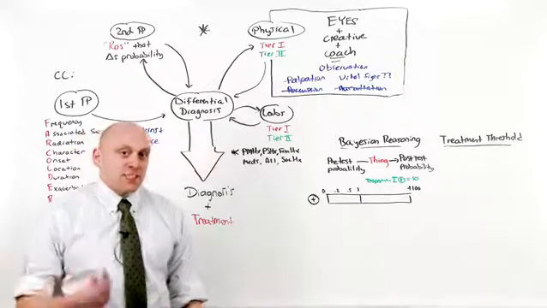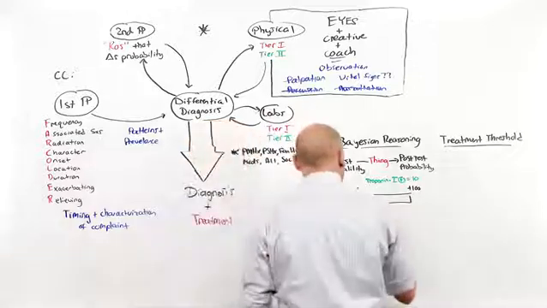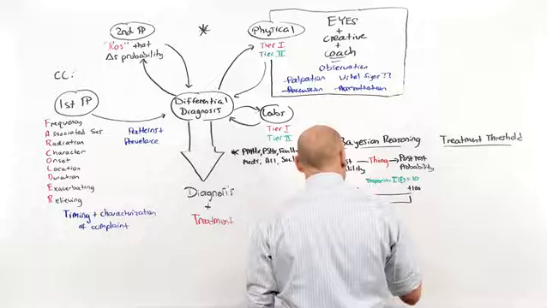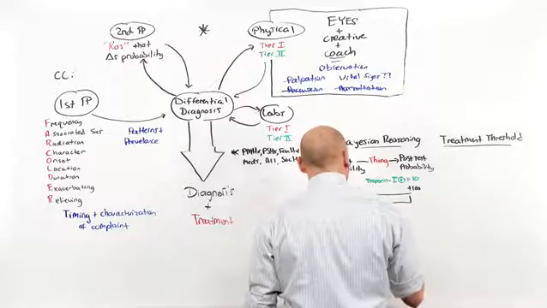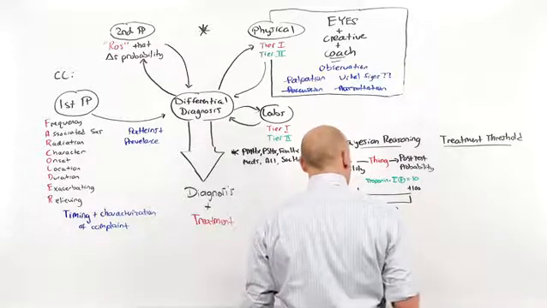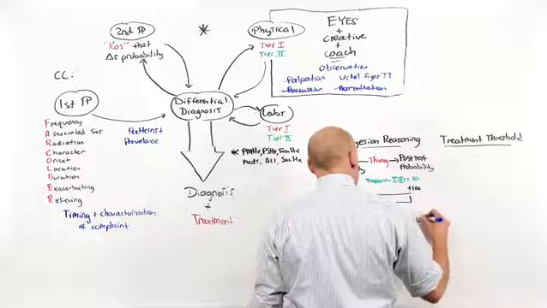What else has a positive likelihood ratio of 10? If someone presents with dyspnea on exertion and paroxysmal nocturnal dyspnea and orthopnea, they're all positive. If these are all positive together, they have a positive likelihood ratio of 10 for CHF.